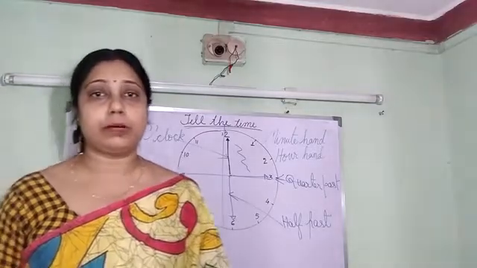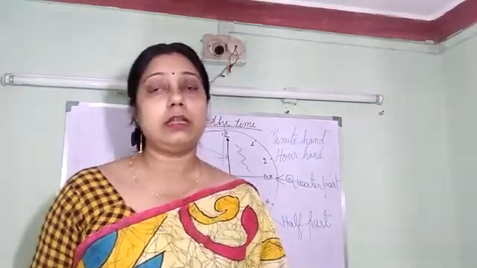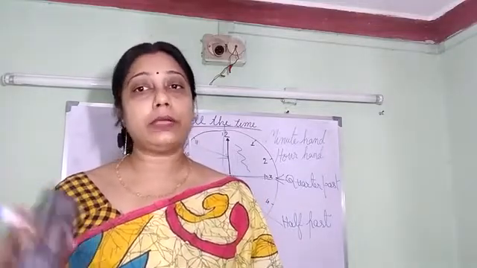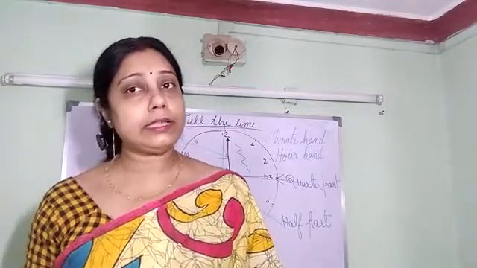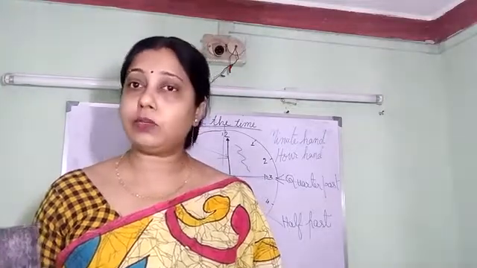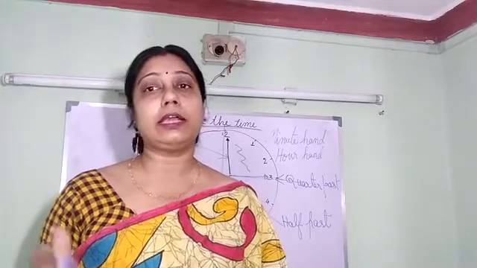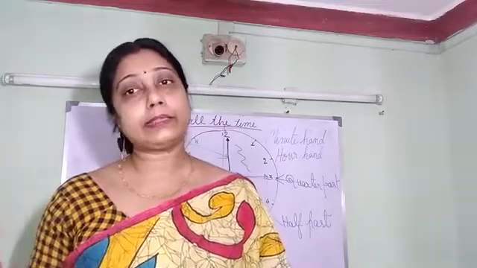Now come to quarter past. Quarter past means the long hand will be at 3 and the short hand will be on any number. So if the long hand is at 3 and the short hand is at 4, that means quarter past 4. If the long hand is at 3 and the short hand is at 9, that means quarter past 9.